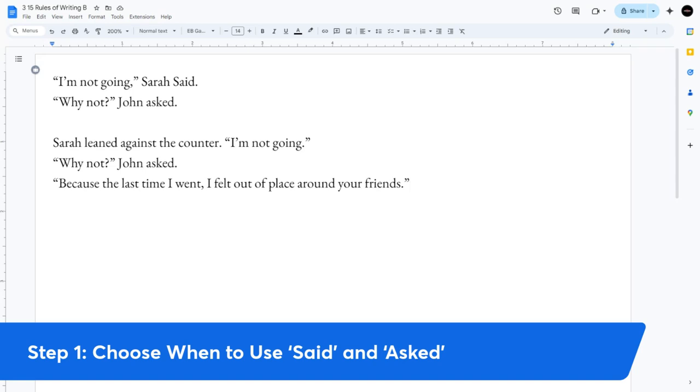So it's a good balance of providing necessary information while allowing the dialogue to stand on its own. That's always important. Does the dialogue stand on its own? And as you can see, like I said, there's only one dialogue tag here, and it allows the conversation just to keep going.